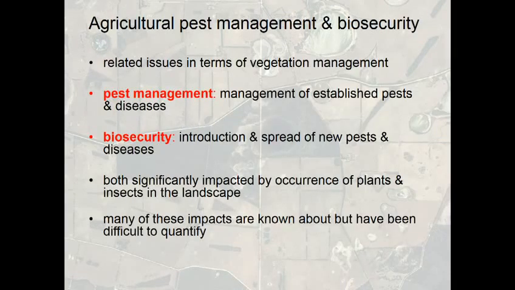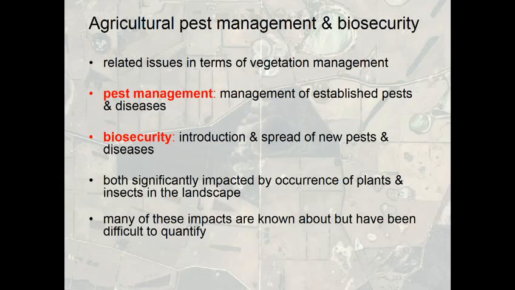Okay, so in terms of pest management and biosecurity, they're really related issues in terms of vegetation management. People think of pest management as dealing with stuff that's here and often has an immediate or adjacent effect, whereas biosecurity is more about planning for the introduction of new species and planning for their spread. So they're the same sort of ideas, but biosecurity is on a bigger scale and involves more of a planning aspect, where pest management is about responding to pest pressure. But they're both significantly impacted by plants and insects in the landscape.